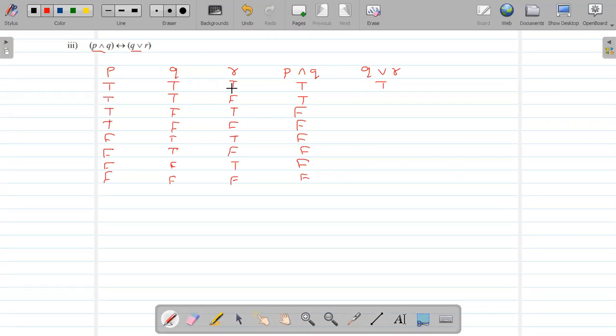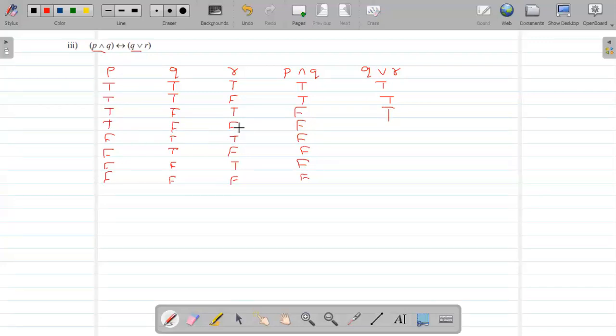Sir, if a single one is true, then it will be true. Yes, if any one condition is true, then the output will always be true. Okay, now tell me: true, false, true? True. False, true, true? True. Yeah, what about this?